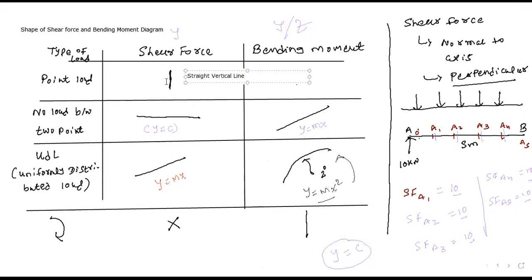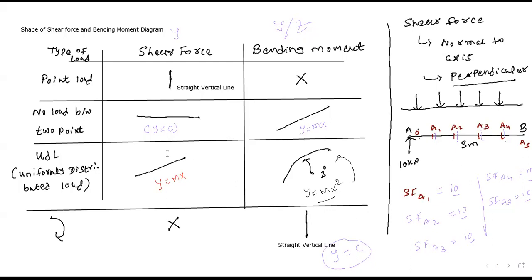For shear force, if there is a point load, for a particular point load, what shape will you get? Straight vertical line. For a particular moment, what shape of bending moment diagram will you get? Straight vertical line. Is it clear? You have to remember this table. Remembering the equations will not work every time, but you have to remember this table.